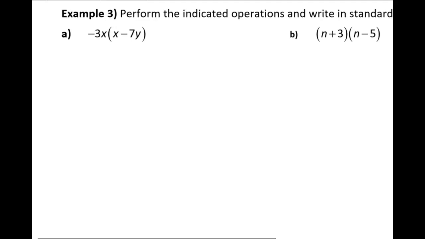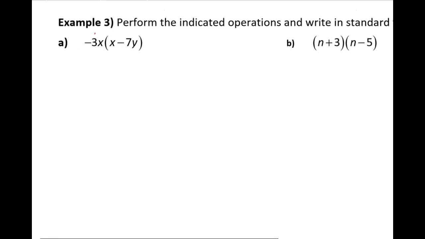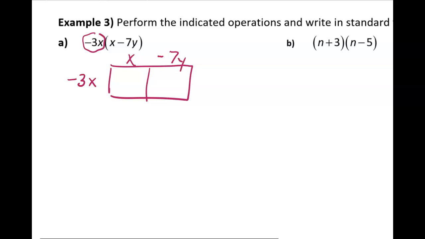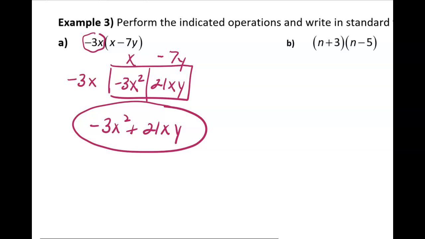All right, so now we're going to do the very same thing, but with polynomials. So for instance, if I have negative 3x times x minus 7y, this first polynomial that's multiplying only has one term. So I'm just going to make one term times two terms. So negative 3x times x is negative 3x squared. Negative 3x times negative 7y is positive 21xy. So our final answer here is negative 3x squared plus 21xy. Just adding together all the smaller areas. What you're going to notice is that's the same thing that we would get if we did the distributive property. Okay, it's just another way to model it.